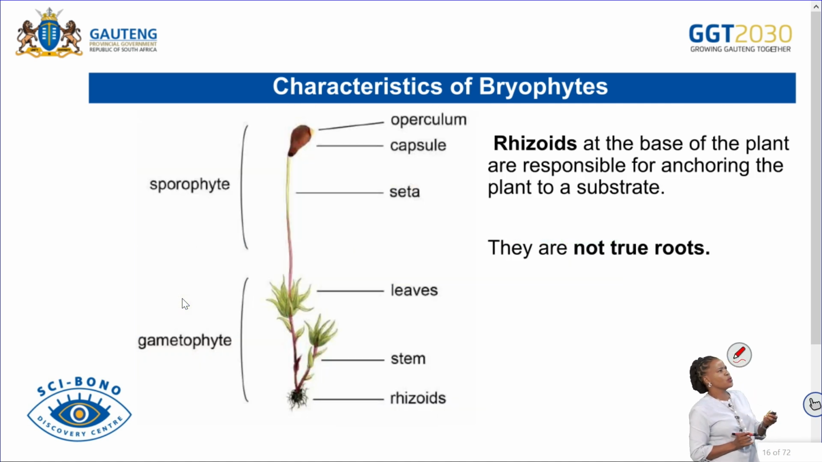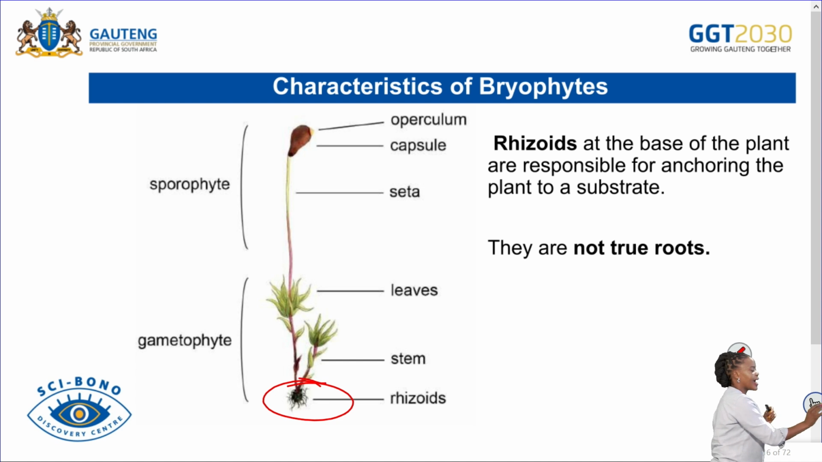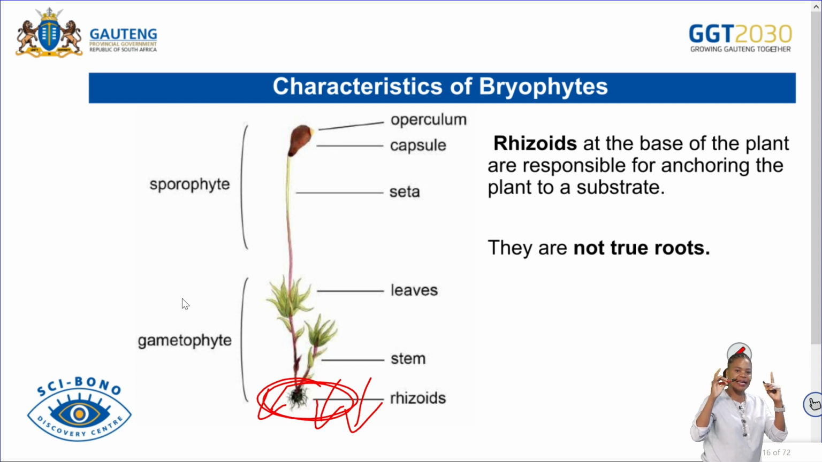Now, still continuing with the characteristics of the moss, the rhizoids are at the base of the plant. Remember I said the rhizoids are the false roots. So we know that most of the plants, their roots are at the base of the what? Of the plant body. Now the rhizoids are at the base of the plant. Why are they at the base? So that they can anchor the plant firmly on the what? On the substrate.